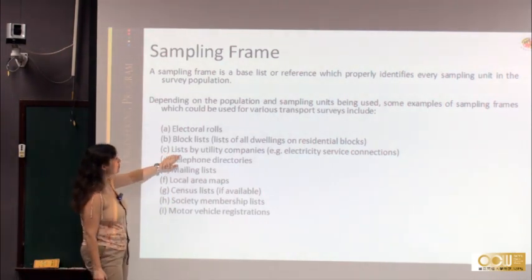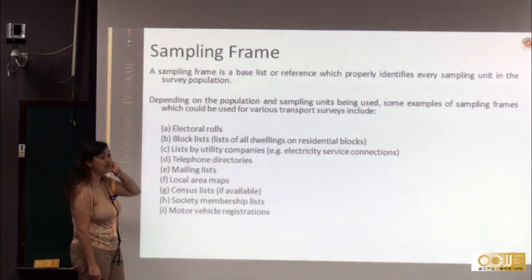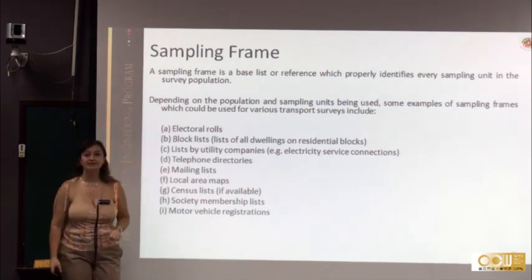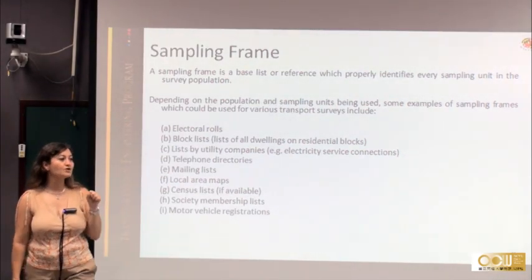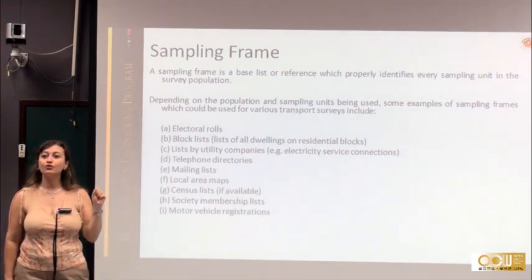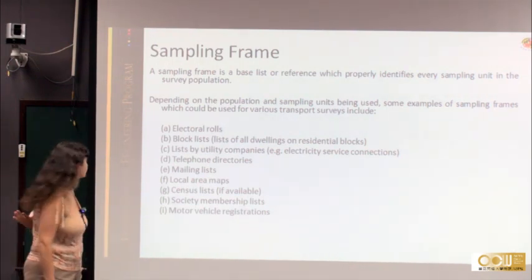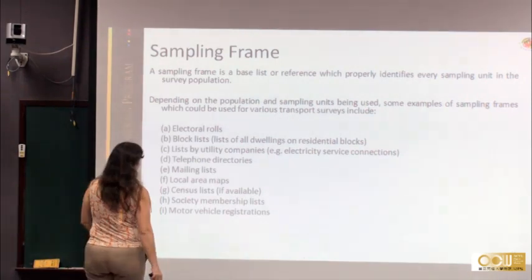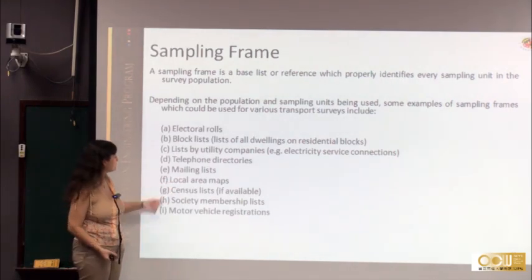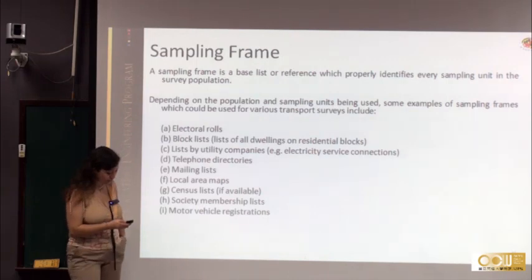A list of a utility company, for example, electricity. Telephone directory. This is the National Household Travel Survey. We are now running another survey, and we are using mainly lists. There are companies who are just selling addresses. So we are buying addresses from a company, and we are going to send the survey to this mailing list. Also local area maps, for example, if I want people in Taipei or in a neighborhood of Taipei, that's what I do. Census list, if it is available, society membership or motor vehicle registration.